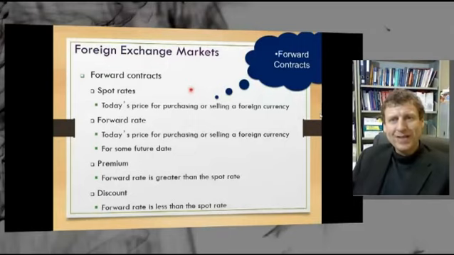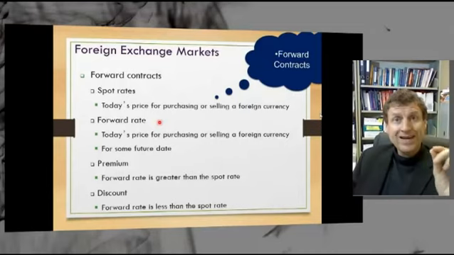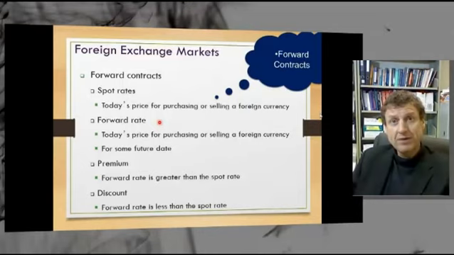Okay, so now we want to get into some more terminology here, where we have forward contracts, and basically what you need for a forward contract is a spot rate, which is today's price, and a forward rate, which is today's price for purchasing a foreign currency transaction in the future, whether it's 1 month in the future, 2 months in the future, 3 months in the future.